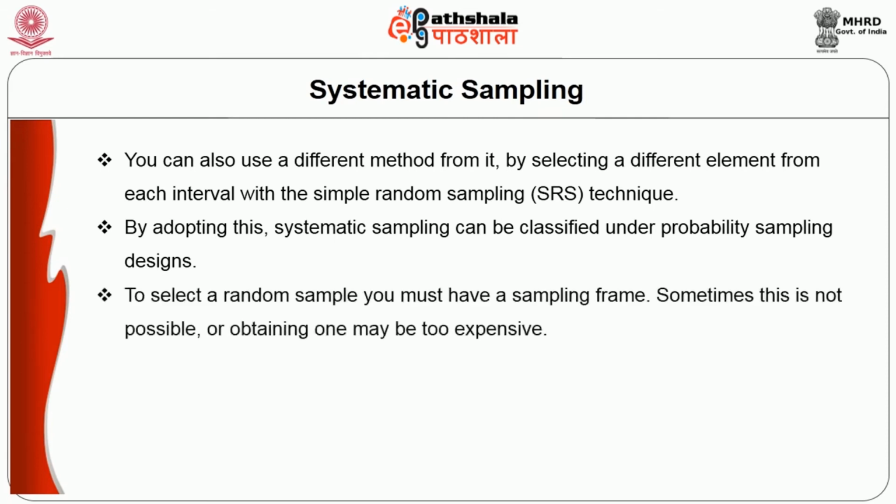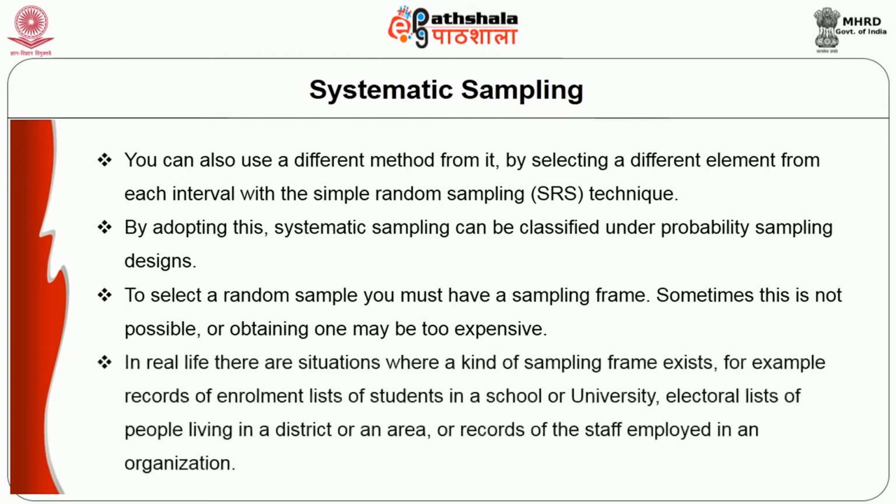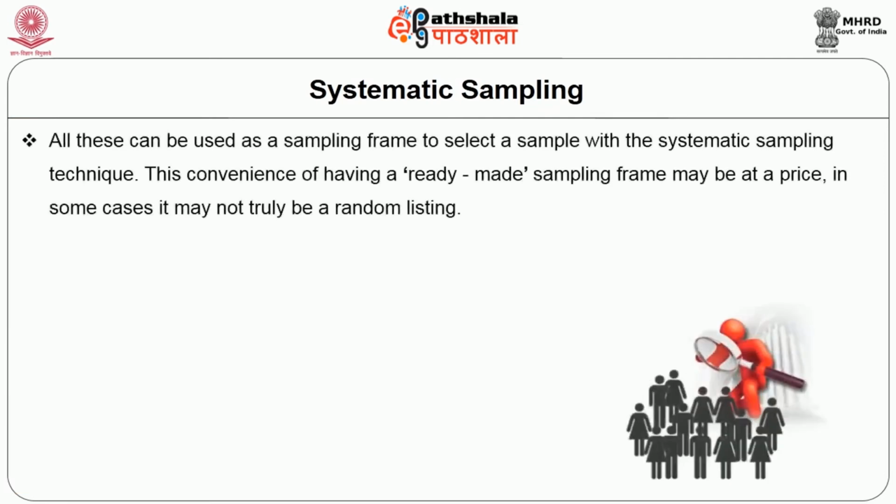To select a random sample, you must have a sampling frame. Sometimes this is not possible, or obtaining one may be too expensive. However, in real life, there are situations where a kind of sampling frame exists. For example, records of enrollment lists of students in a school or university, electoral lists of people living in a district or an area, or records of the staff employed in an organization. All these can be used as a sampling frame to select a sample with the systematic sampling technique.